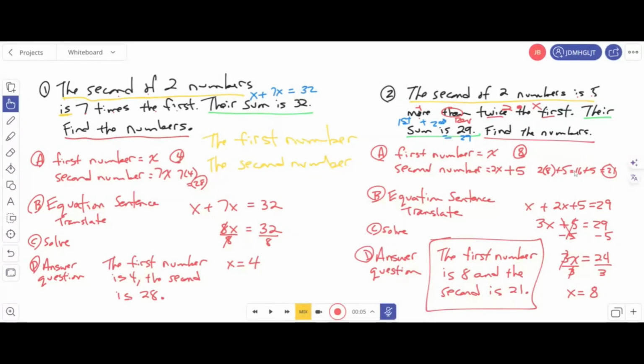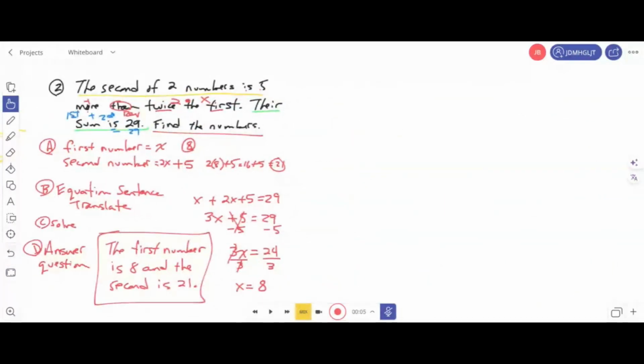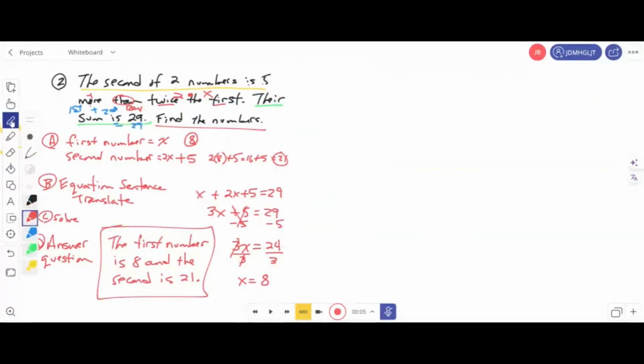Again, you've got to learn the process, and if you learn the process and follow the steps and write stuff down, you have a better chance of getting them right. If you're not going to write stuff down, my bet is you're not going to get them right.